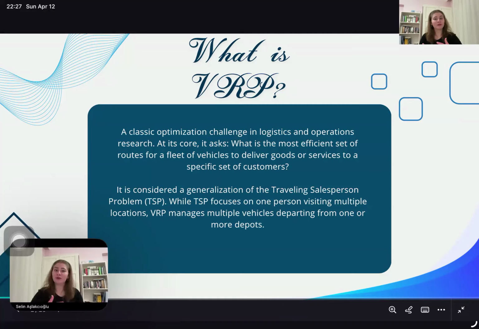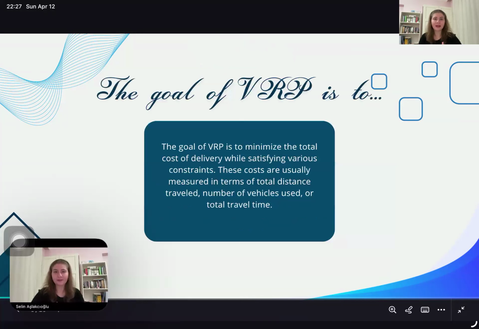TSP focuses on one person visiting multiple locations, whereas VRP manages multiple vehicles departing from one or more depots. The goal of VRP is to minimize the total cost of delivery while satisfying various constraints. These costs are usually measured in terms of total distance traveled, number of vehicles used, or total travel time.